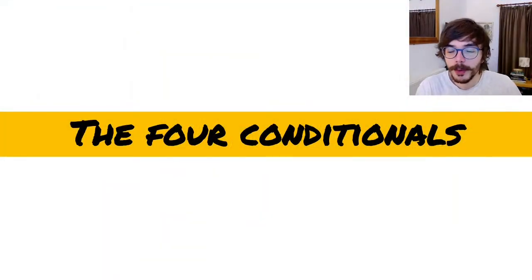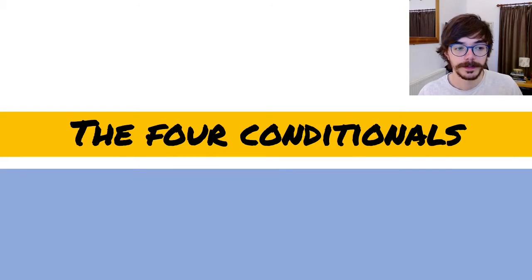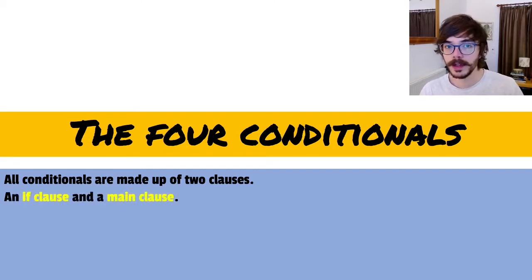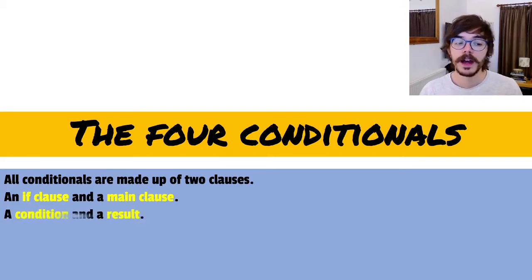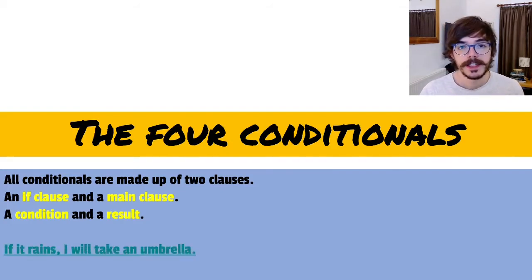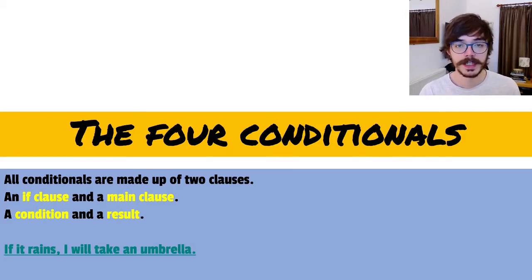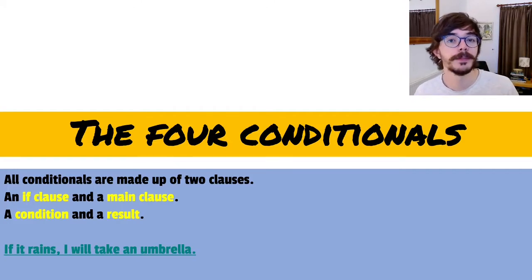So let's get started. Before we start, there are some important things we need to know about all of the conditionals. First of all, conditionals are made up of 2 clauses. Clauses are parts of sentences. So they have 2 parts. They have an if clause and a main clause. Or we could say a condition and a result. For example, if it rains, I will take an umbrella. So 2 clauses. If it rains, our if clause, and our main clause, I will take an umbrella.